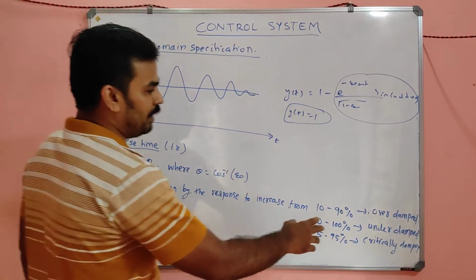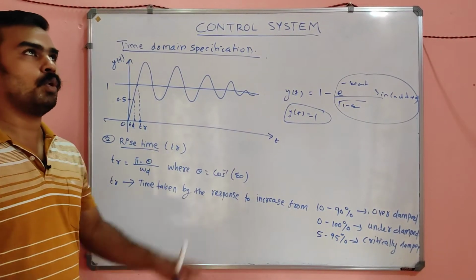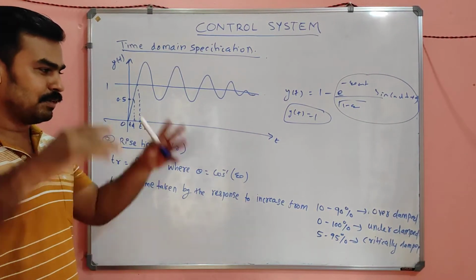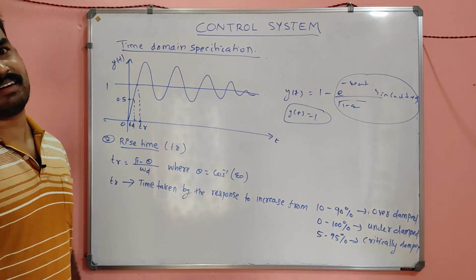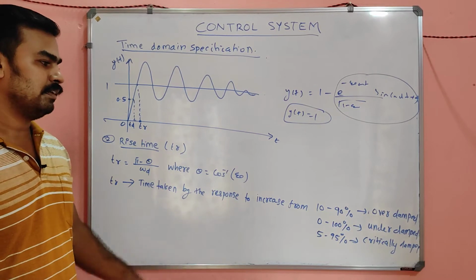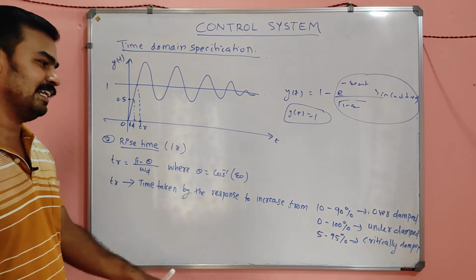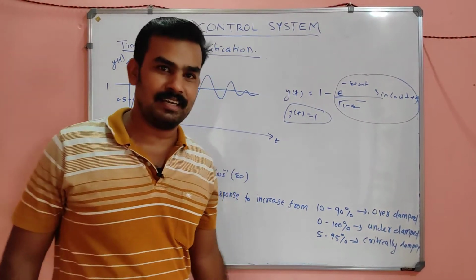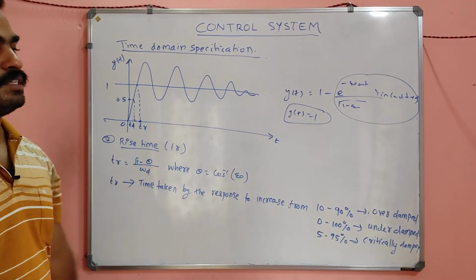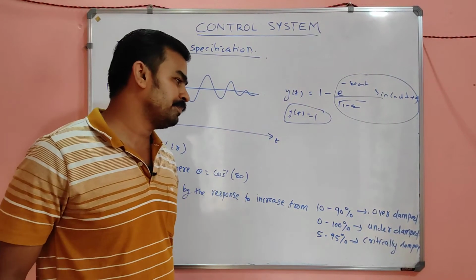So you remember it in any way; you can apply some trick. Over means 10 to 90. Under means 0 to 100. Critically damped is in between over and under, so you can remember that. Because critically damped means zeta equal to what? 1, correct? Zeta greater than 1 means overdamped, zeta less than 1 will be underdamped. So you can remember it that way.